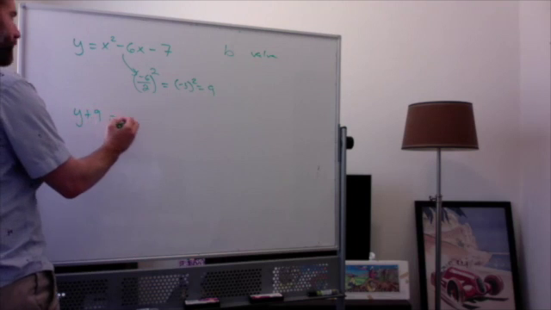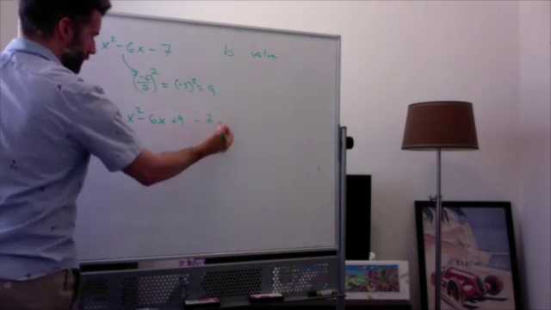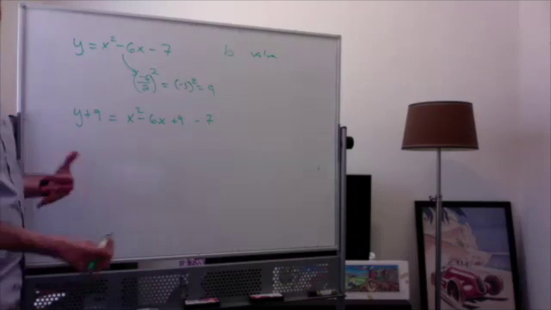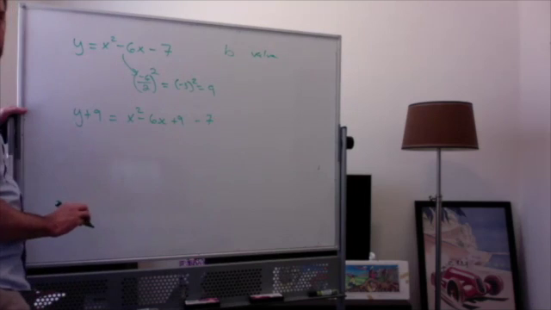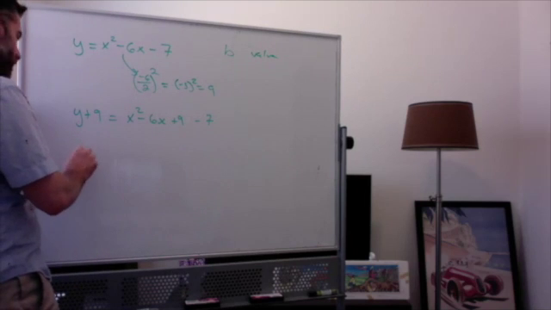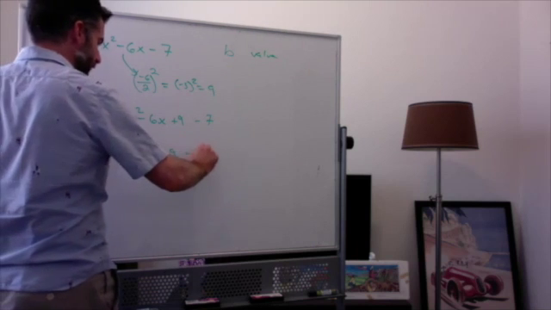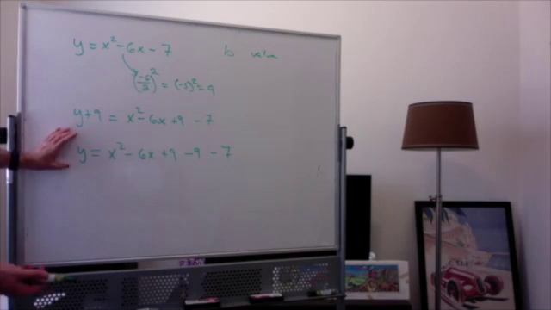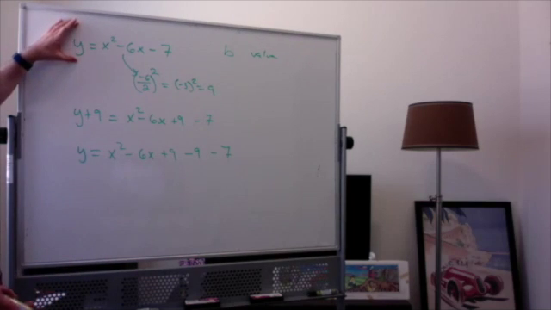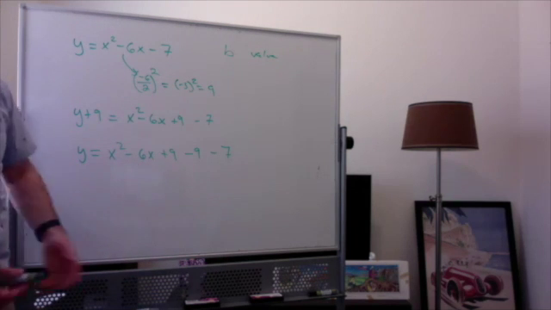y plus 9 equals x squared minus 6x plus 9 minus 7. But the more typical thing in this kind of problem is to just add 9 and also subtract 9 on the same side. So it's more normal to write it as x squared minus 6x plus 9 minus 9 minus 7. I didn't actually change anything, right? This equation and this equation are still exactly the same. I just threw in an extra plus 9 and minus 9, which is just adding 0.